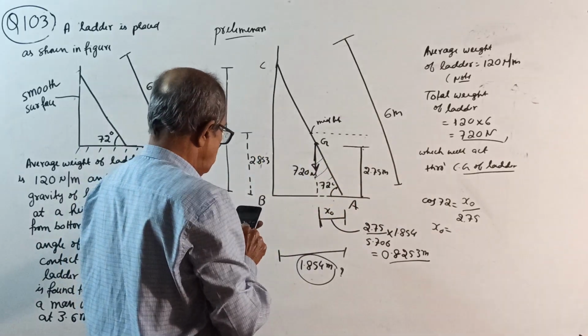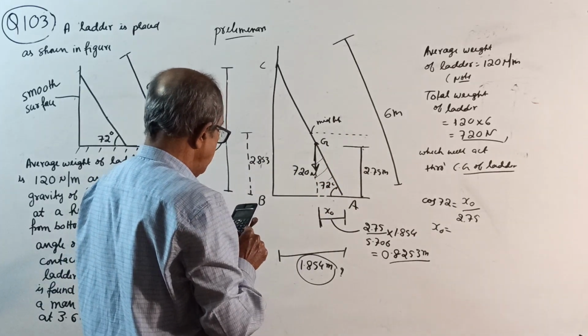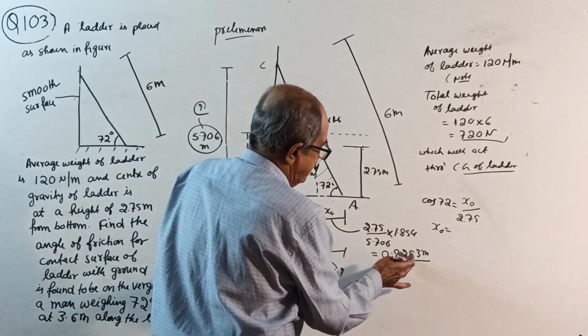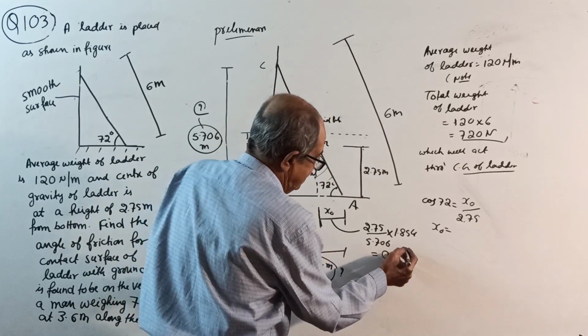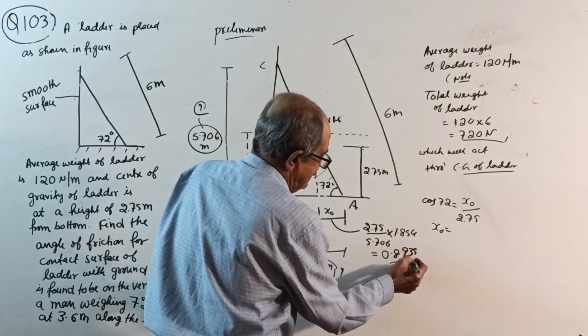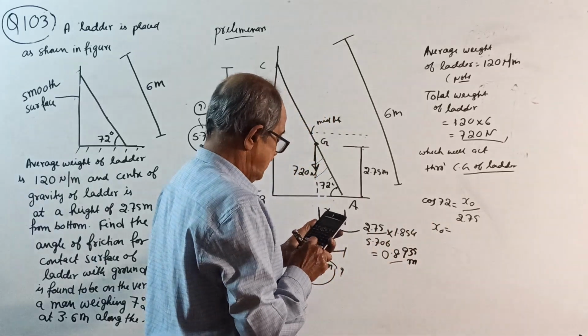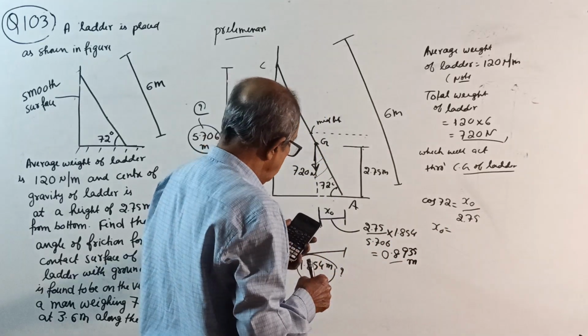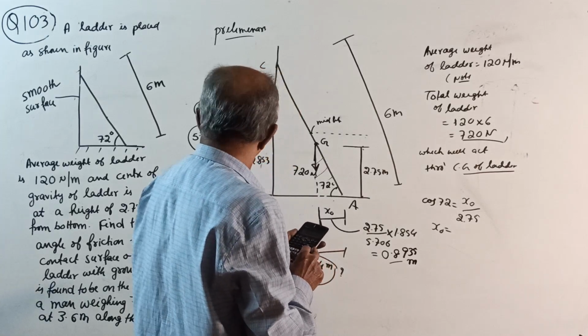Then into 1.854 is 0.89. See, there is a calculation mistake here. 0.8935 meter. See, got the mistake. Now if you calculate, see here, 2.75 into cos 72 will be 0.84, 0.89, 0.84. What's happening?